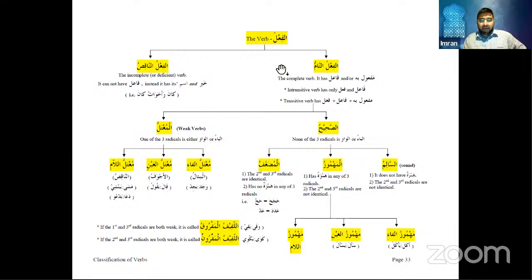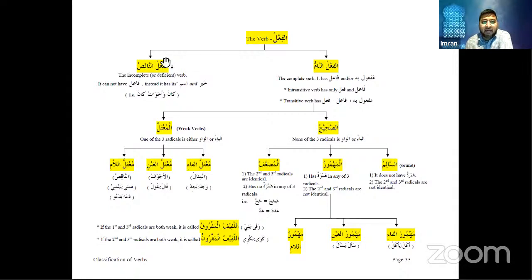Then let's go back to fi'l at-tam. Now fi'l at-tam is a verb which requires a doer and a verb, or a verb, doer, and an object. It has two categories. One category is called sahih, and the second category is called mu'tal. If I explain mu'tal first, sahih becomes easier. Mu'tal is a verb which contains a weak letter. As we know in Arabic, weak letters are called huruful illa.